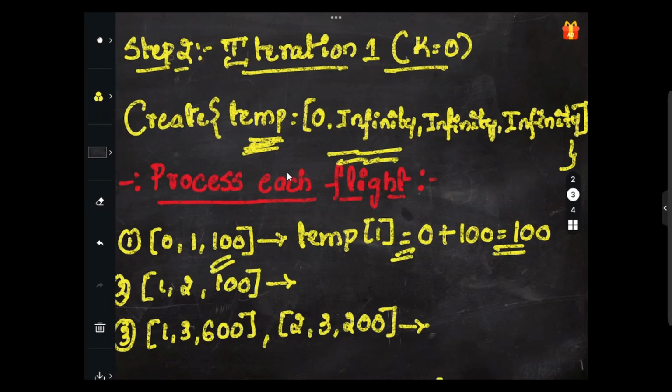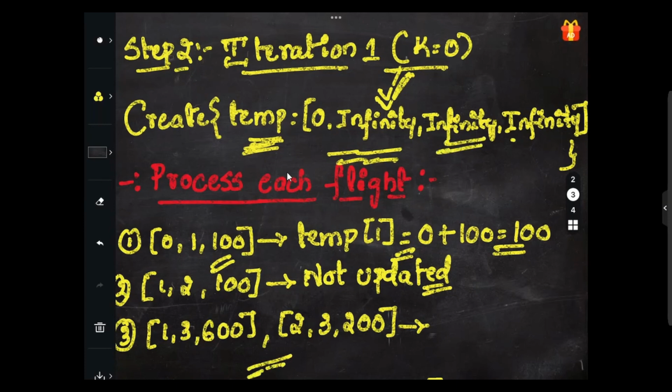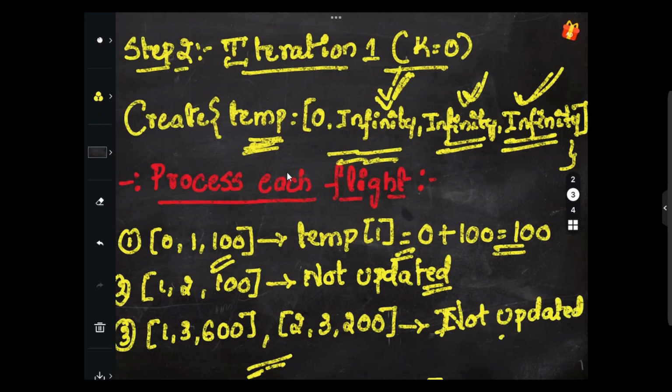1 to 100 will not be updated. Why is this not updated here? Because we know that cost of 1 is still infinity. You can clearly see cost of 1 is still infinity, so this will not get updated. I hope this is clear. These are also not updated because we have infinity and infinity. So these are not updated as well.